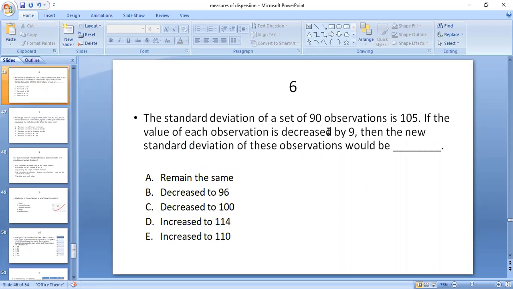The standard deviation of set of 90 observation is 105. If the value of each observation is decreased by 9, then the new standard deviation of these observations would be: remain the same, decrease to 96, decrease to 100, increase to 114, or increase to 110.